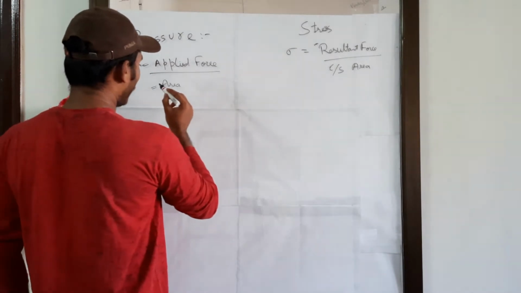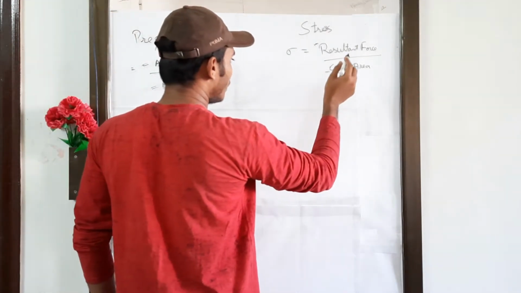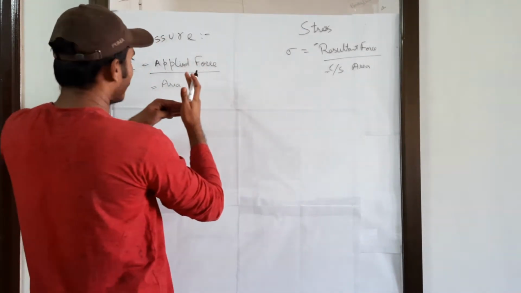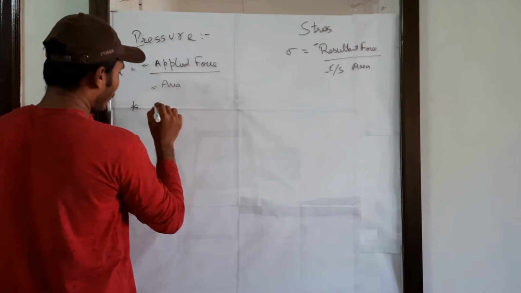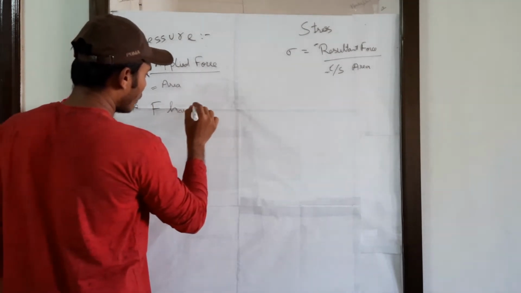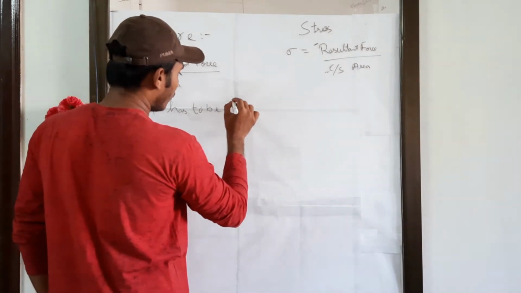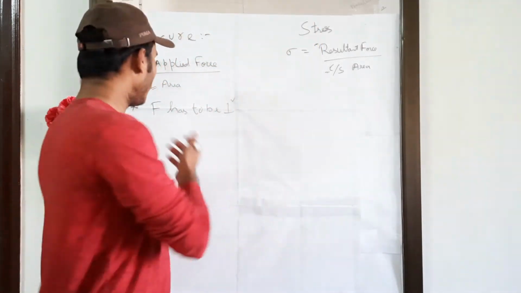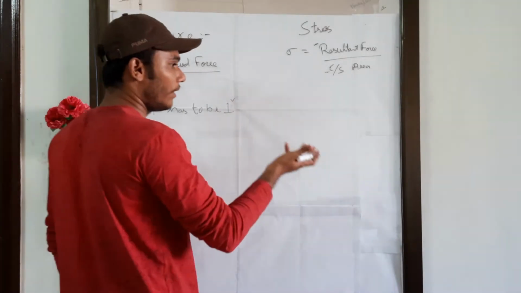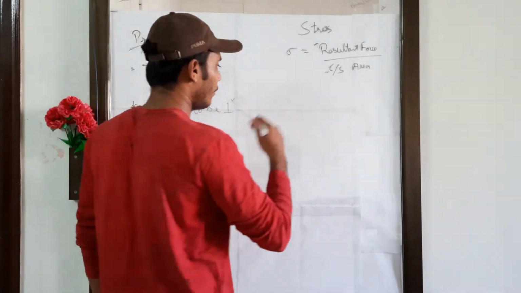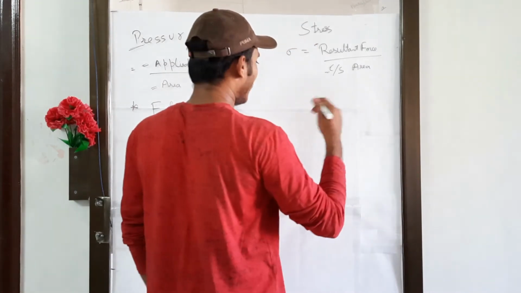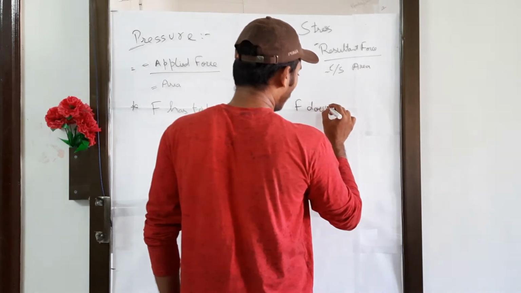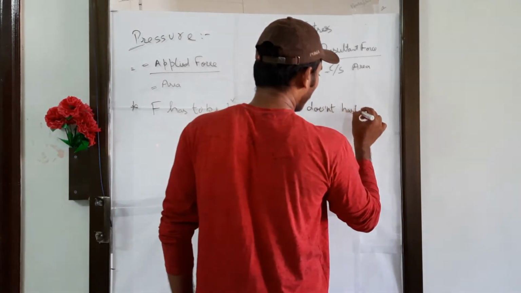Another difference is here you use surface area, here you use cross sectional area. Now this force always acts perpendicular to the surface. Condition is the force has to be perpendicular. So F has to be perpendicular. Another difference is in stress, it's not mandatory that your force has to be perpendicular. If it is perpendicular, it's your normal stress. But if it is not perpendicular, it can be your shear stress. So F does not have to be perpendicular.